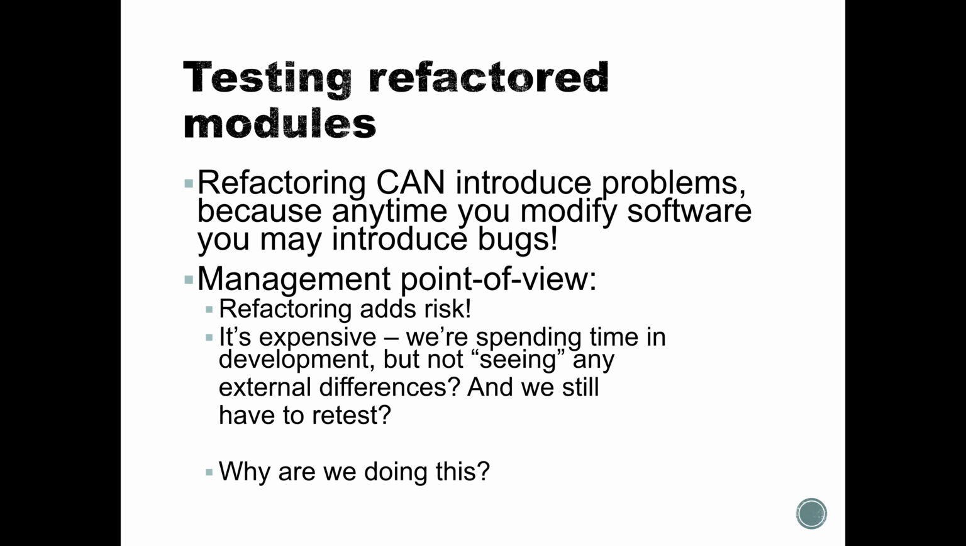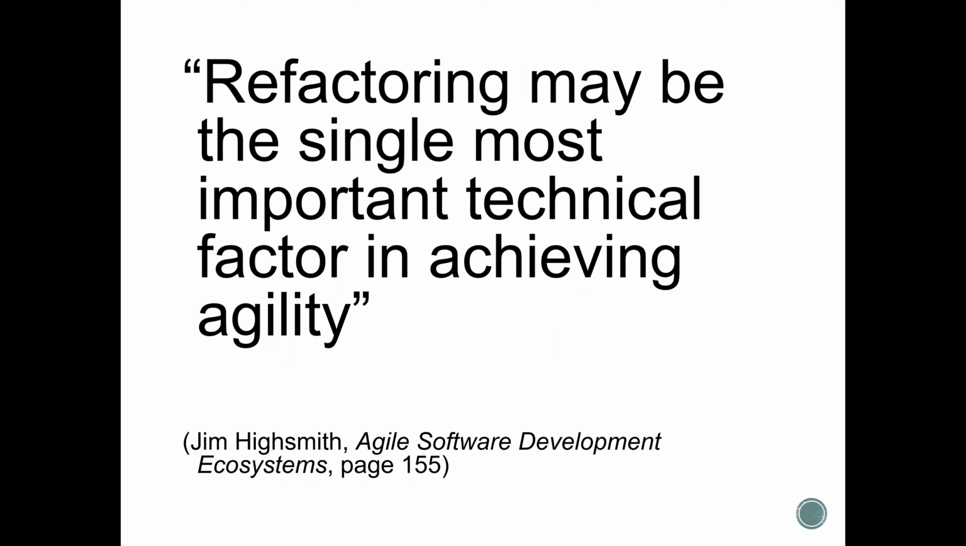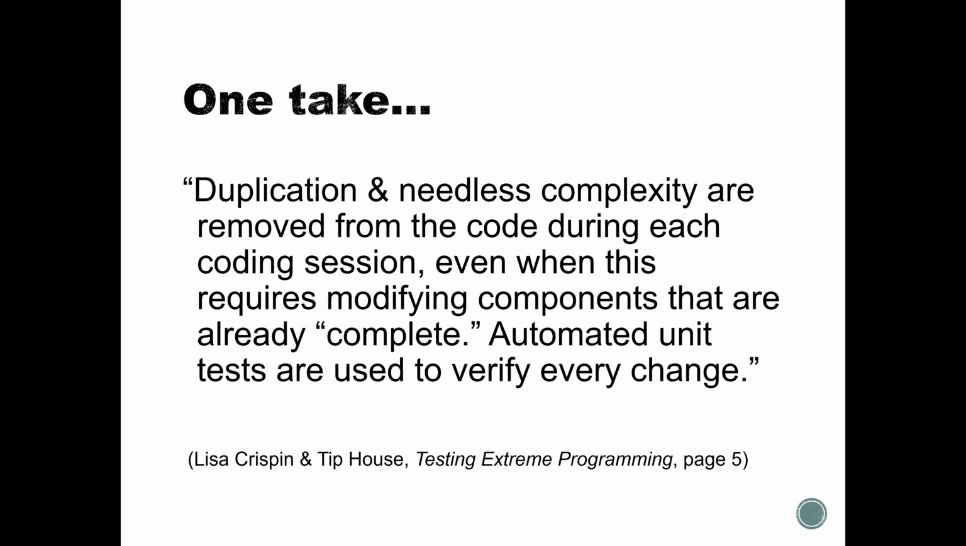So the question comes, why are we doing this? We are doing this because refactoring may be the single most important technical factor in achieving agility. So these are the different talks given by different authors on why exactly we are doing refactoring. One reason is that there is a lot of duplication and complexity, and we need to remove this duplication and complexity from our code during each coding session. Even removing this duplication requires modification, but we are willing to do this modification.